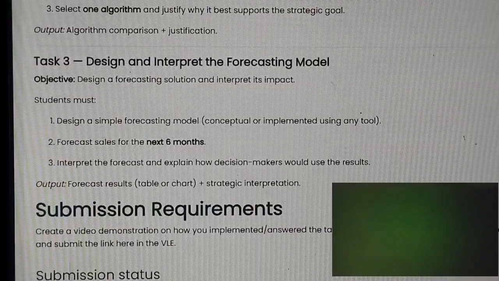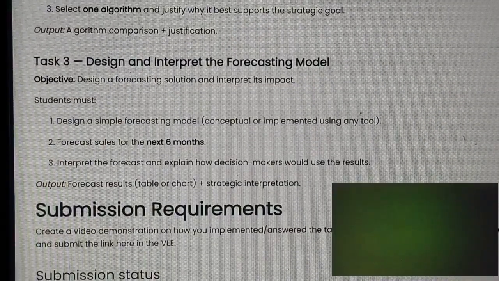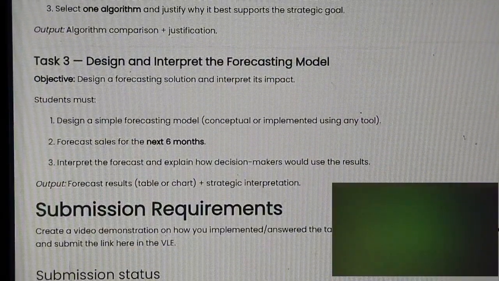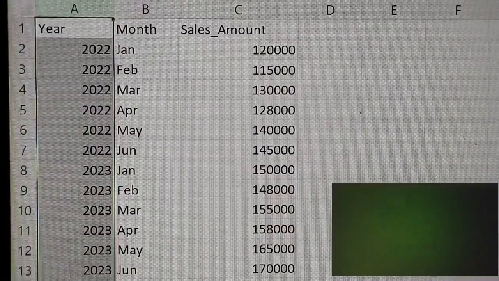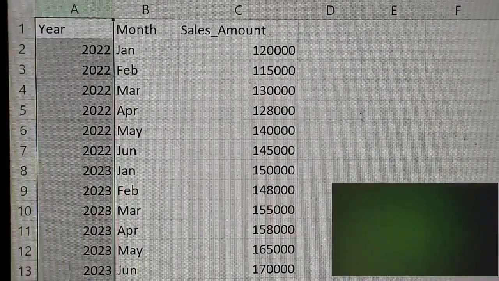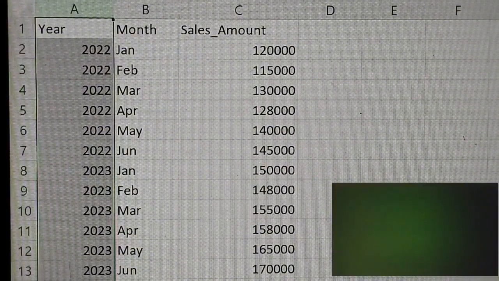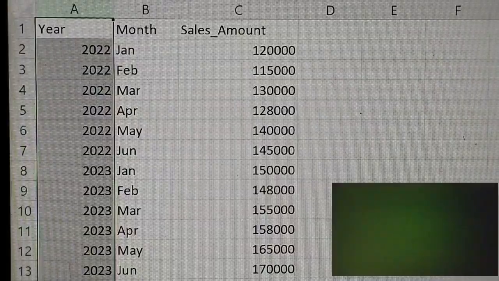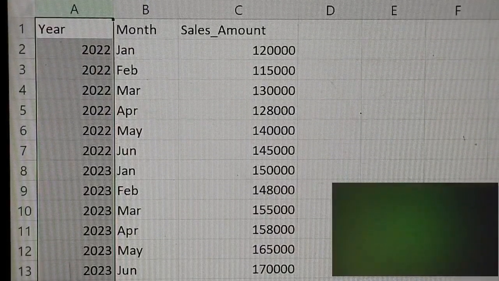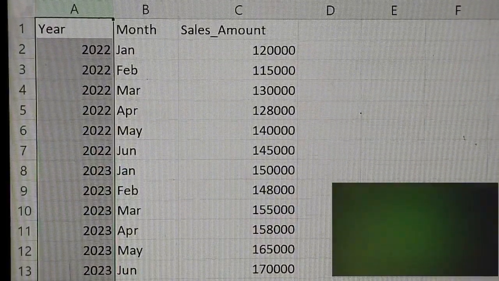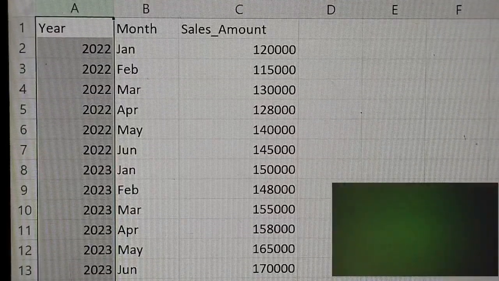In this part, I will present my forecasting analysis using the monthly sales data. The goal of this activity is to demonstrate how forecasting supports management decision making. The dataset contains monthly sales data for the years 2022 and 2023. It includes three columns: year, month, and sales amount. The dataset is a time series dataset because sales are recorded over time on a monthly basis. So the forecasting target in this analysis is sales amount.